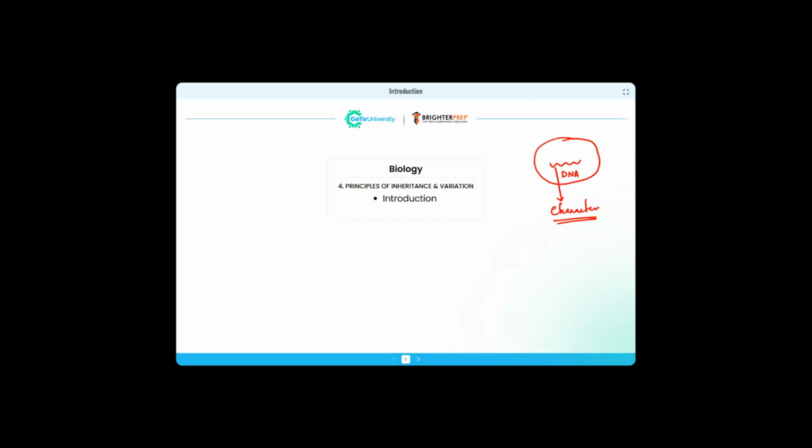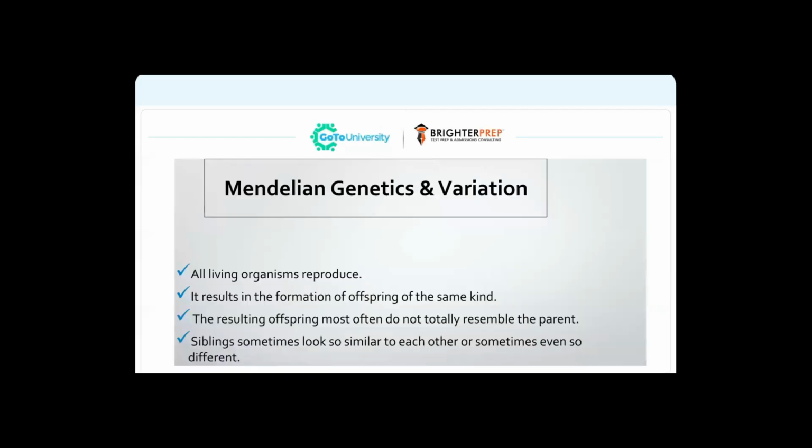So we'll start with the principles of inheritance and variation. This chapter is completely about Mendelian genetics and variation. We'll come to know who Mendel was and how the term genetics came. Genetics is a term which refers to the study of something related to genes.